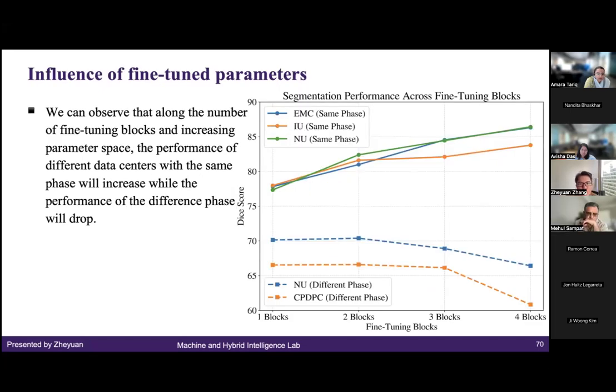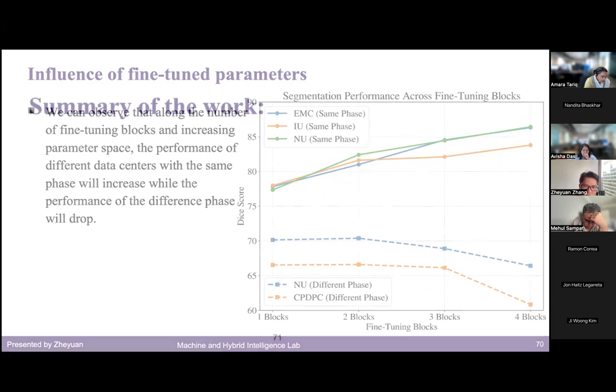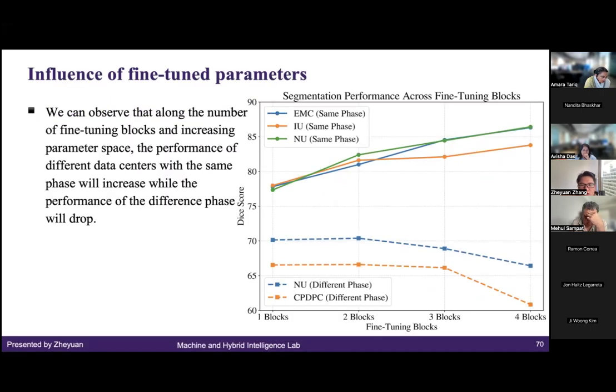Another thing we can observe here is that when we increase the fine-tune blocks during the fine-tuning stage, for the same phases we can also observe a performance gain. But when we move to different phases, the situation is very different. The performance might even drop. So it reminds us that we need to be more careful in dealing with domain shift issues in clinical studies.